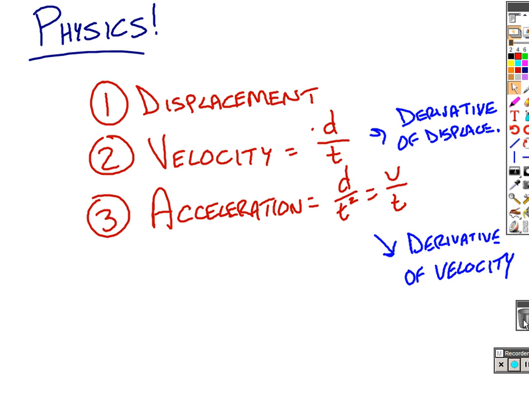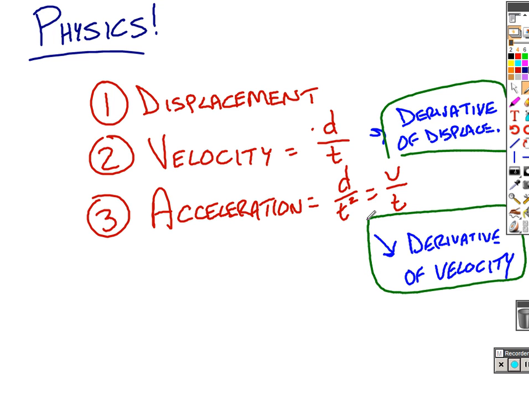Displacement, just how far away you are from where you started. Velocity, how fast you're going with direction. So if you're going backwards, you should have a negative velocity. Acceleration, how fast you are speeding up or slowing down, how fast velocity is increasing or decreasing. The main thing we're going to look at is that velocity is the derivative of displacement, and acceleration is the derivative of velocity.